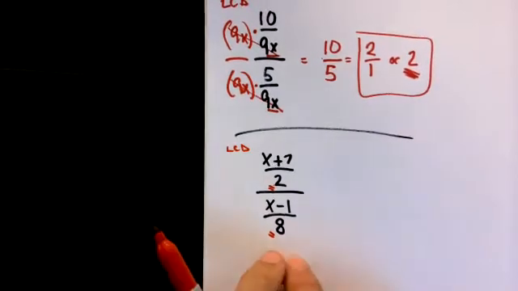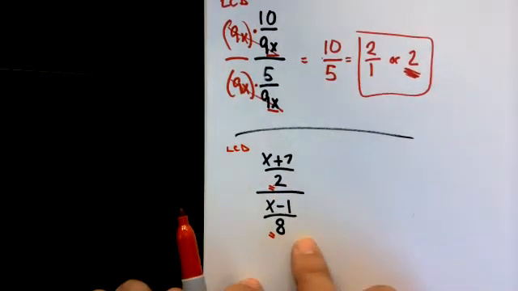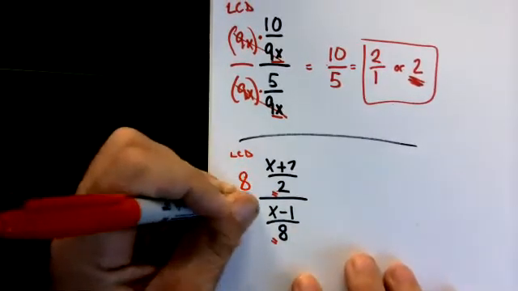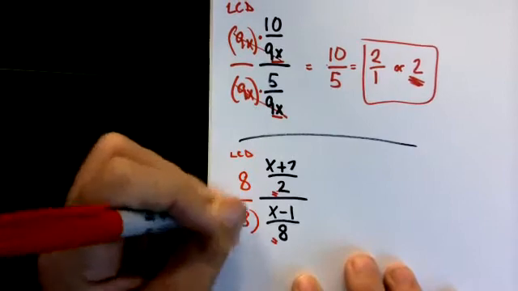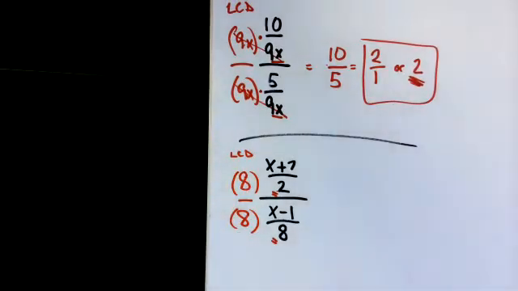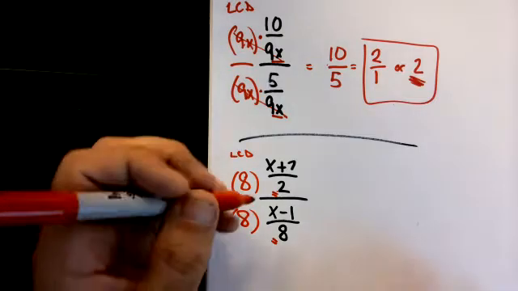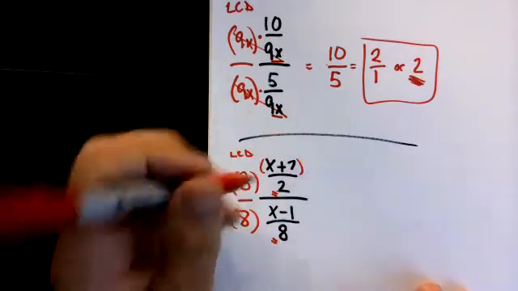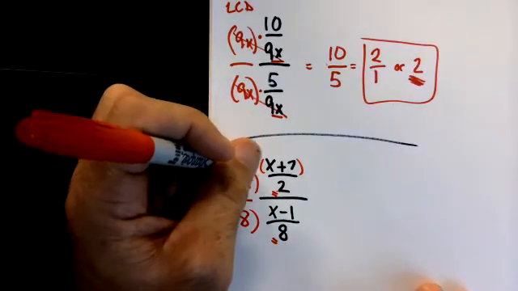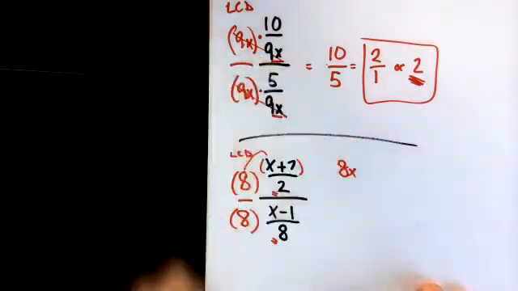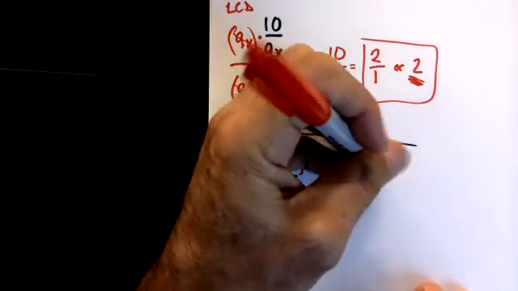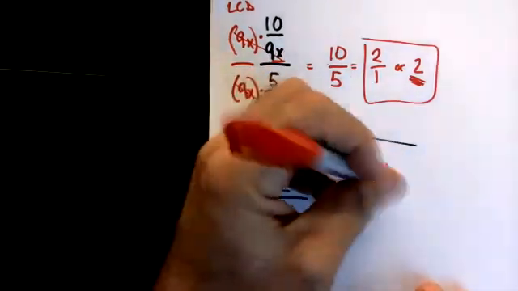So not what goes into them, but what do they both go into? So 8 times 1 is 8, 2 times 4 is 8, 2 and 8 both go into 8. So that is our lowest common denominator. So again, we're going to multiply. Now, when you have a binomial like this and we multiply, we got to distribute. So we got to do 8 times x, which is 8x. We got to do 8 times 7, which is 56.